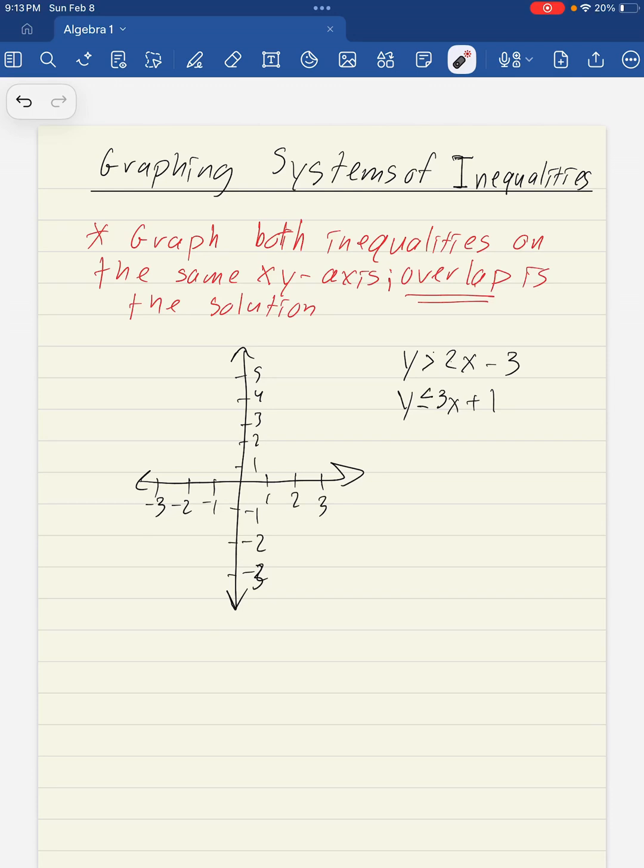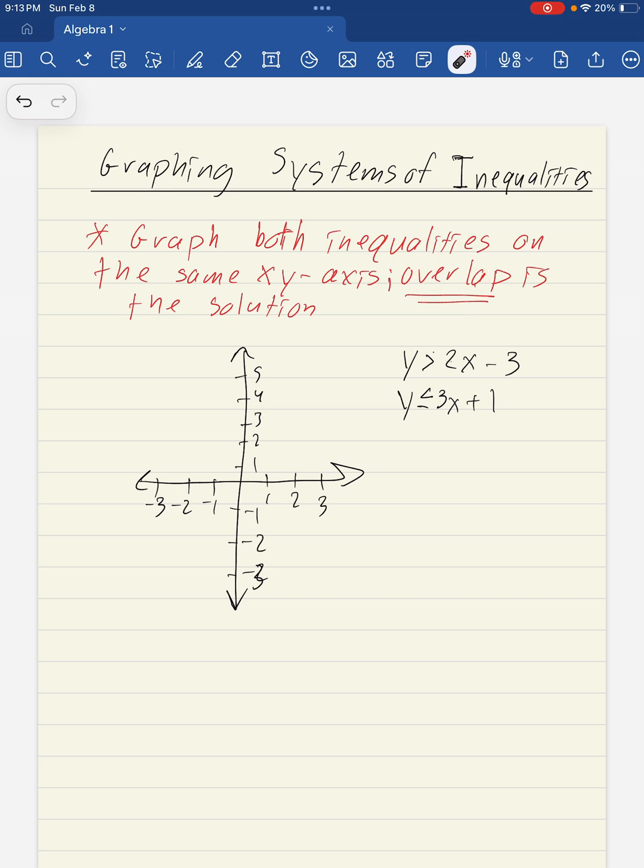Welcome back. This lesson is going to be pretty short. We're going to talk about graphing systems of inequalities. This is a piggyback on the review from yesterday, because all we're doing is graphing two inequalities on the same xy axis. The overlap is the solution, okay?